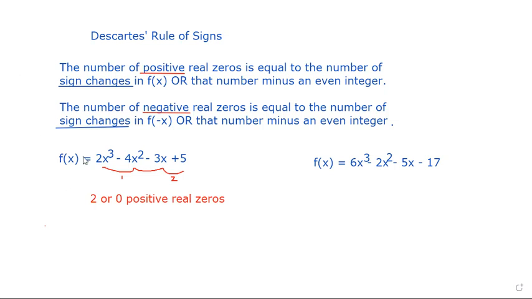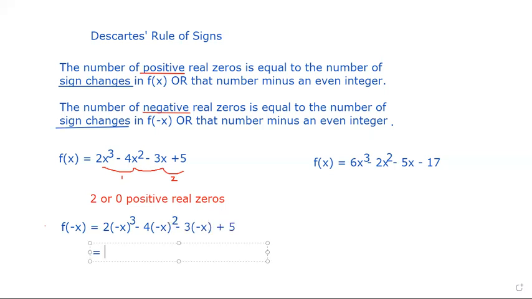Now we want to look at this exact same problem, but we want to incorporate a negative x into our function. So f of negative x equals 2 times negative x cubed minus 4 times negative x squared minus 3 times negative x plus 5. Let me go back and put the polynomials in. So we have these.